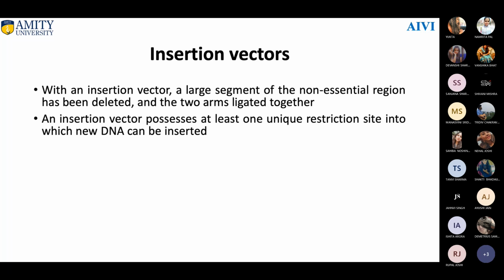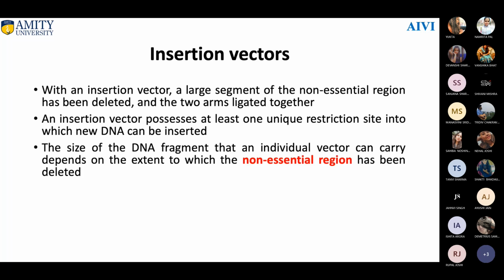Insertion means you are inserting. With an insertion vector, a large segment of non-essential region is deleted and the two arms are ligated together. The insertion vector possesses at least one unique restriction site into which your DNA is going to be inserted. The size of DNA fragment that an individual vector can carry depends on the extent to which the non-essential region has been deleted. As mentioned, up to 15 kb you can remove, so 18 kb you can clone.